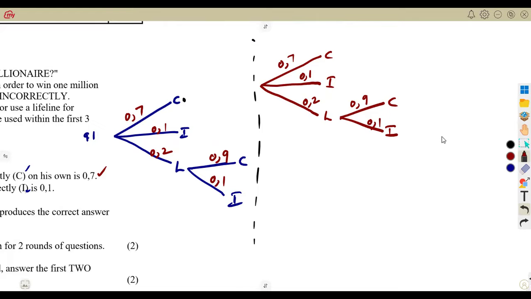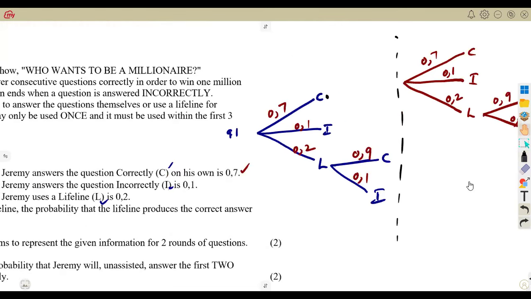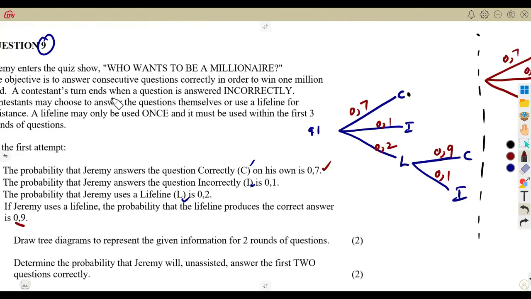If you consider the incorrect one, it cannot have a branch, because once you have an incorrect answer, you're told that your turn ends when a question is answered incorrectly. So you do not have another chance to have another question.